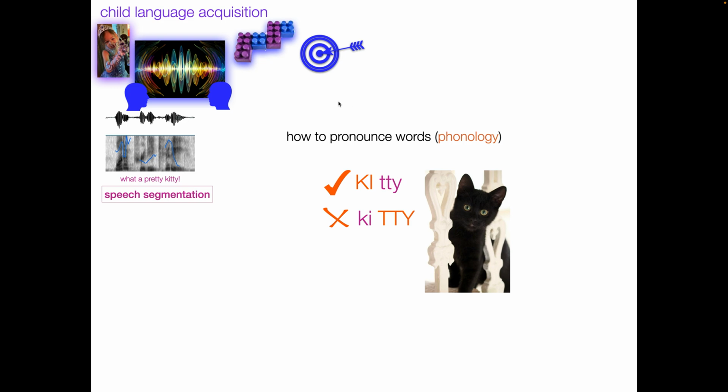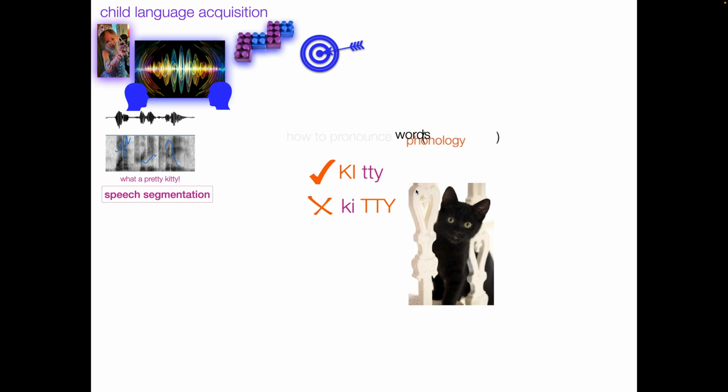You learn how to pronounce words. We call this phonology, right? So in English, this is a kitty with emphasis on the first syllable, and not kitty with emphasis on the second syllable, right? Like that's weird. We know it's pronounced this way. That's part of your knowledge of phonology.